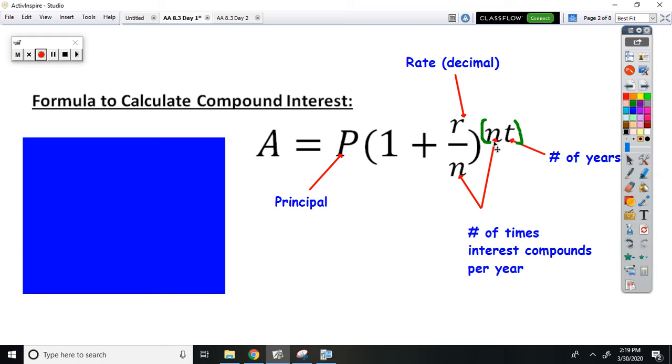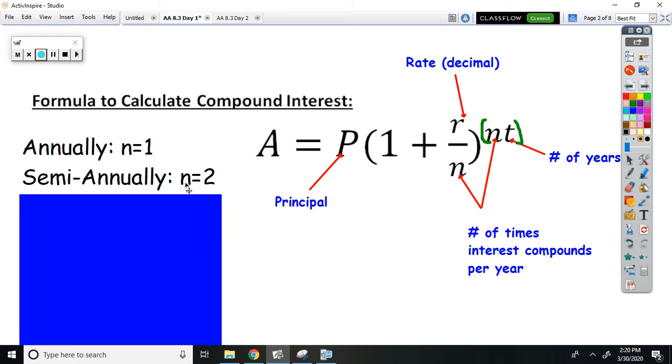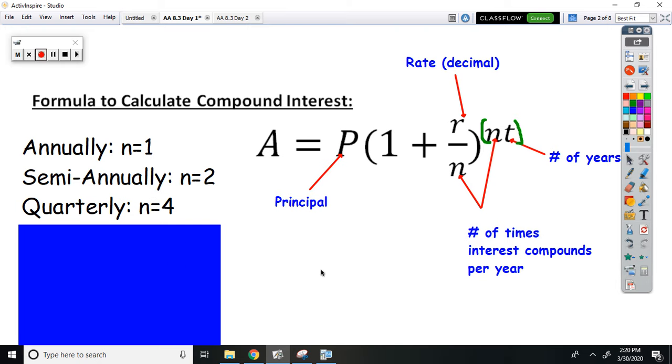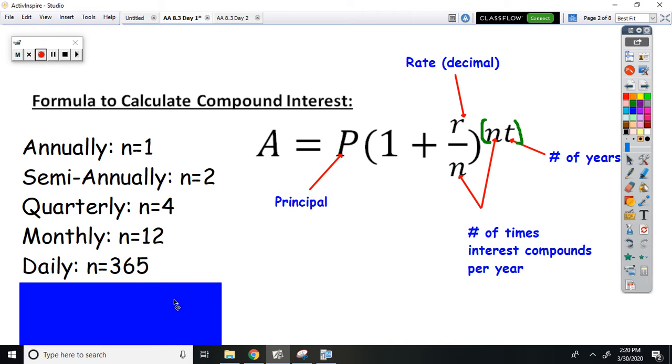So the n variable will be told to us using words in the given problem. If it says that we are compounding annually, that means it is being compounded one time, so n would be 1. Semi-annually means 2. Quarterly, n equals 4, four times a year. Monthly, there's 12 months, so n would be 12. And daily, n will be 365.